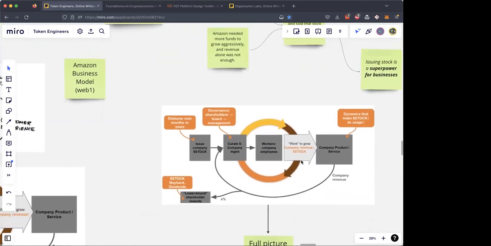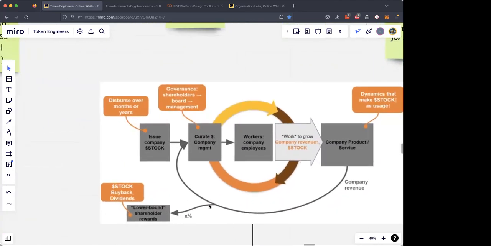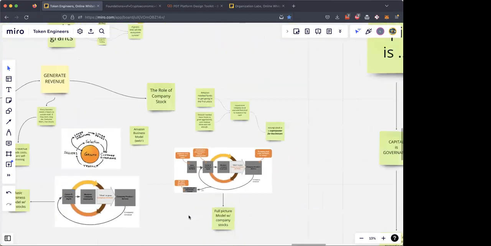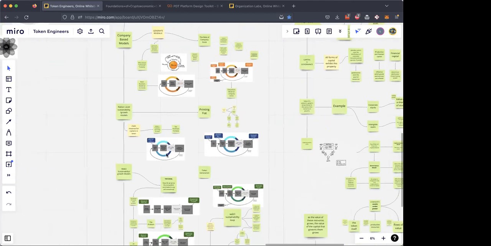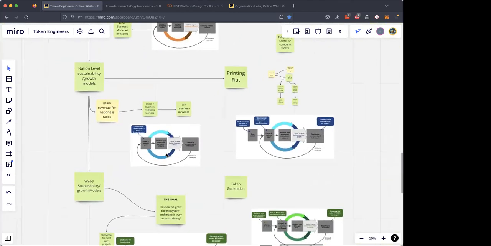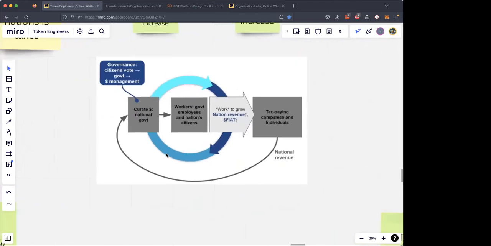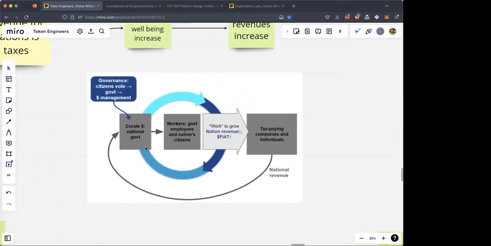Instead of a stock, you have the token itself, and you can build in taxing the token. You can build in rewards. Like, if you put your Cardano into an SPO, you get interest. That's kind of similar to shareholder rewards. So that's the idea behind this paper, analyzing those things. It also analyzes governments, and again, very similar.